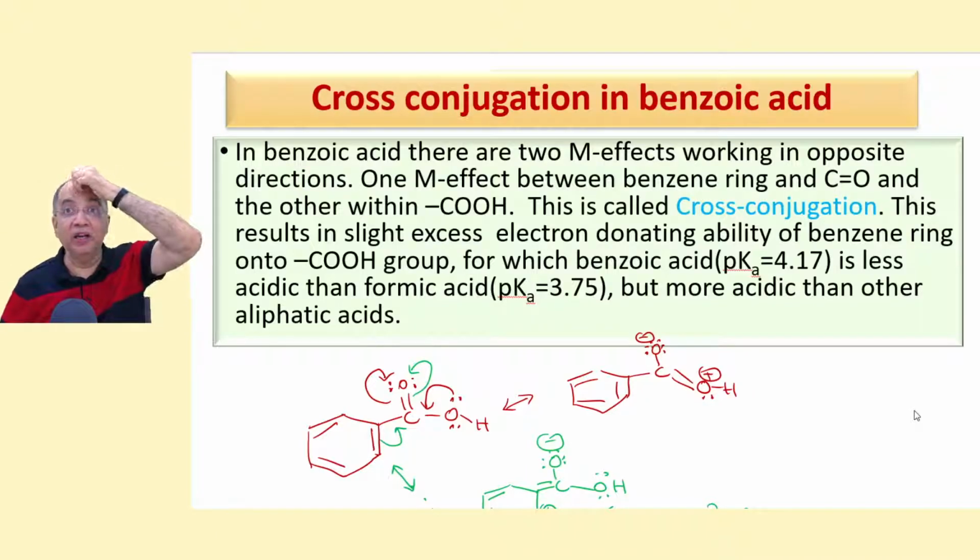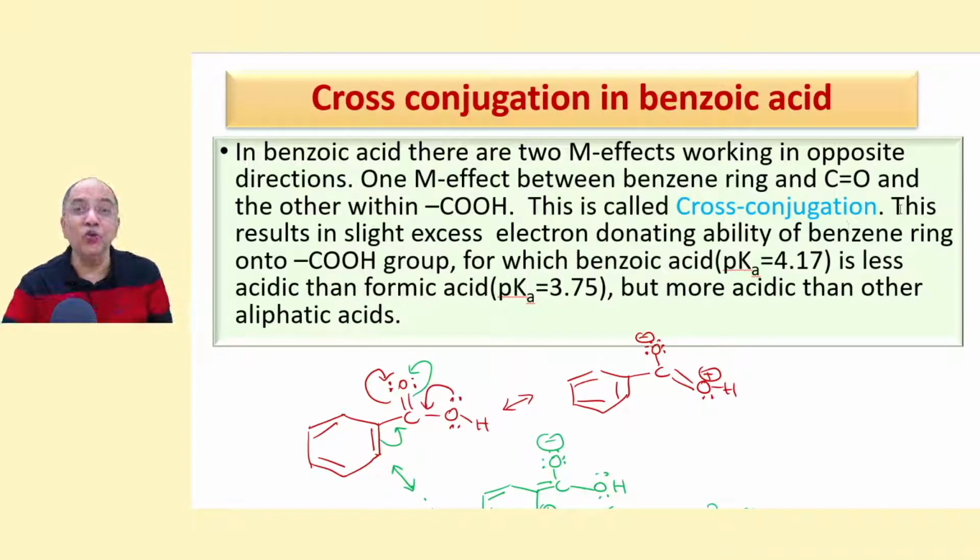Let us welcome benzoic acid and substituted benzoic acids. Before we go to study the substituted benzoic acids, let us talk something about cross conjugation. In benzoic acid, there are two M effects, two resonance effects. One between the benzene ring and C double bond O. I have shown it by green arrows here.